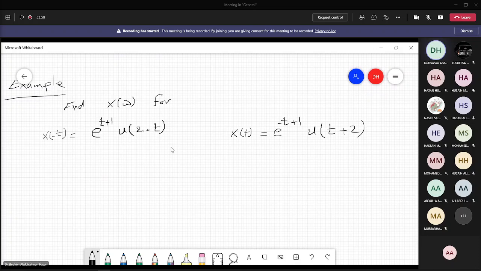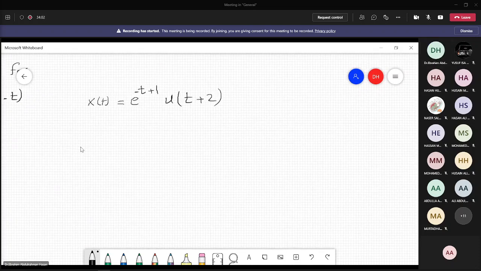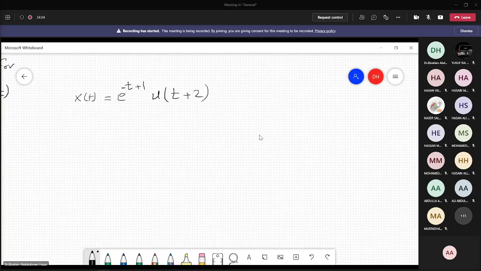Okay, let us focus on this one and leave this one for now. It is clear that we have a time shift, and the shift is 2, so we should have plus 2 here. So I can write it as e to the power of minus t plus 2 u of t plus 2.